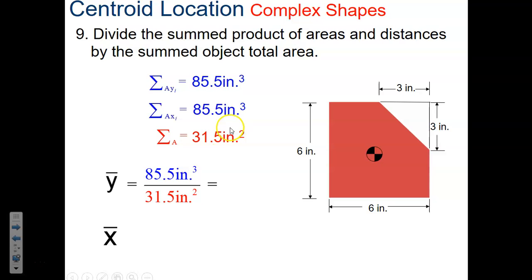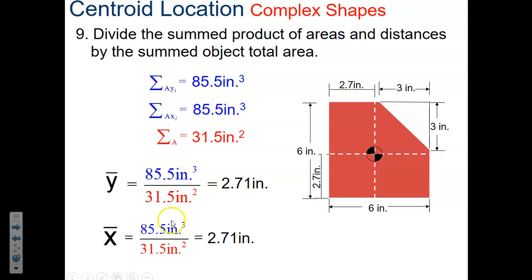The last thing we need to do is take our sum of the Ax, the Ay, and divide it by the sum of the A. So sum of the Ay divided by the sum of the A, and we're going to get 2.71. Strangely enough, it's the same answer as what we got before. And we're going to do the same thing for our x, and we're going to get the exact same answer. Okay, so that was a lot. I get that.